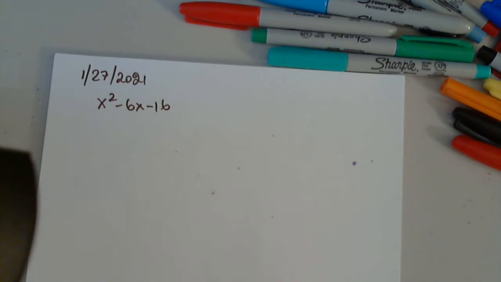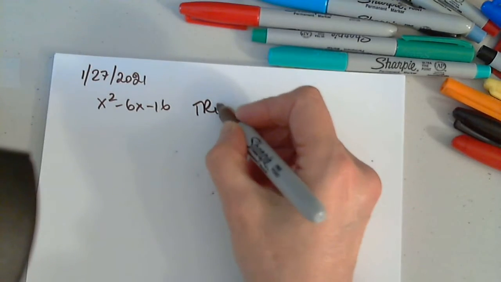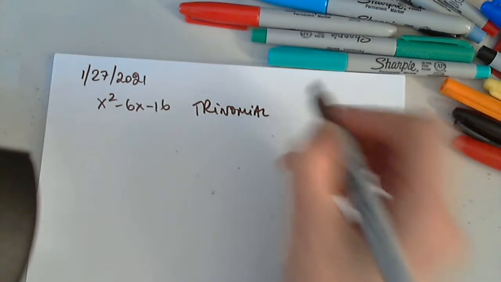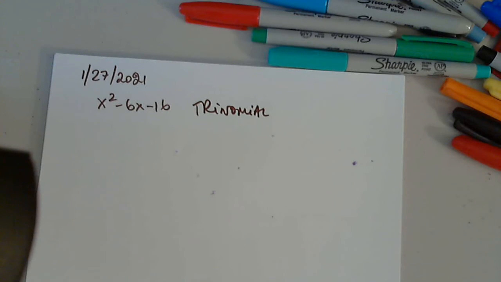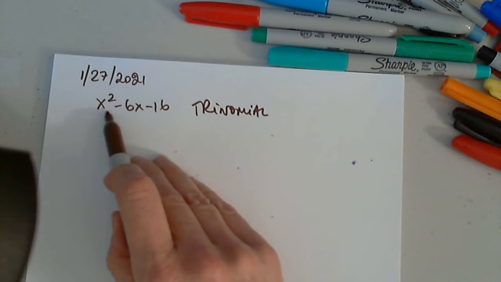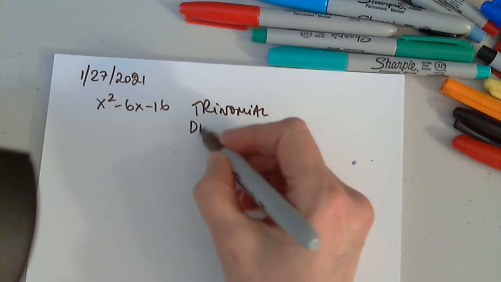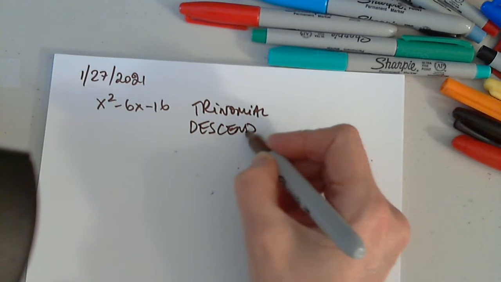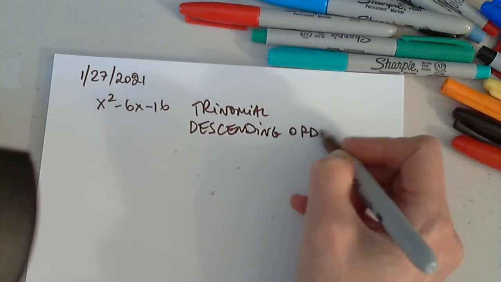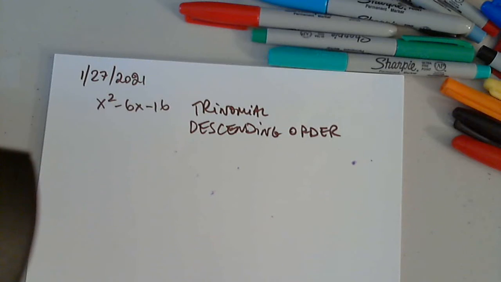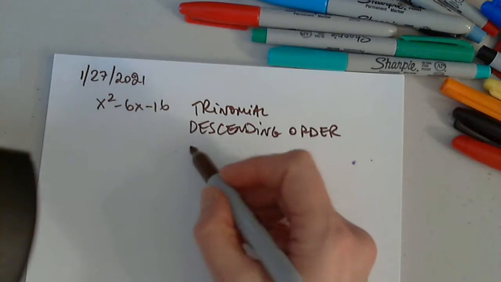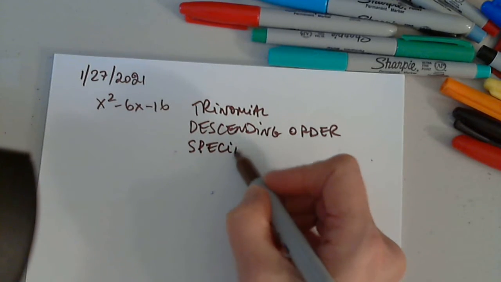So first of all, this is a trinomial. That's our first step, to identify the type of polynomial this is. Then we have to make sure it's in descending order, which it is. Otherwise, we have to rearrange it. And at this point, we have to try a special product.